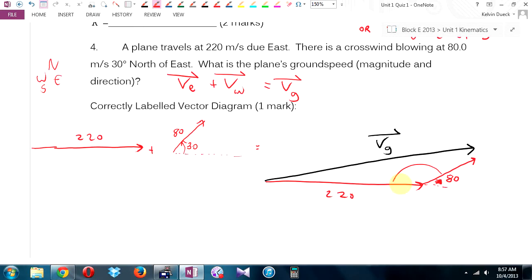Because what do those 2 angles add together to form? 180. Okay, got to be able to do this, folks. That's why I was trying to walk you through it. If you have a 220 on the bottom, an 80 going up slanty, and a 150, that gets you 1 mark for the correctly labeled vector diagram. If you got the 220 and the 80, but couldn't get the angle, that gets you a half mark.